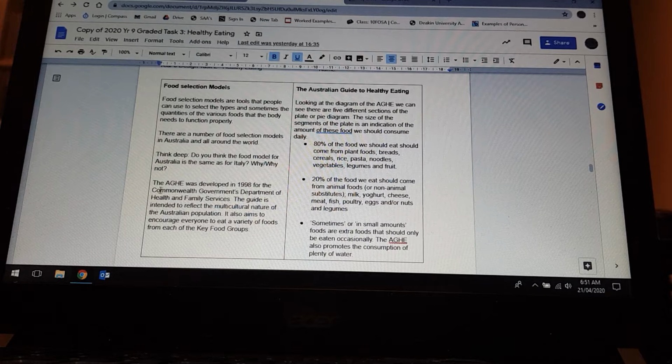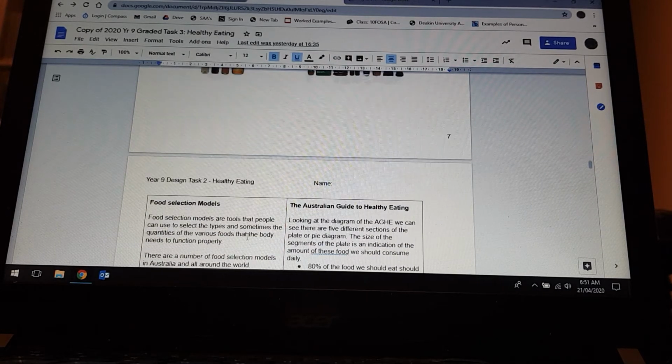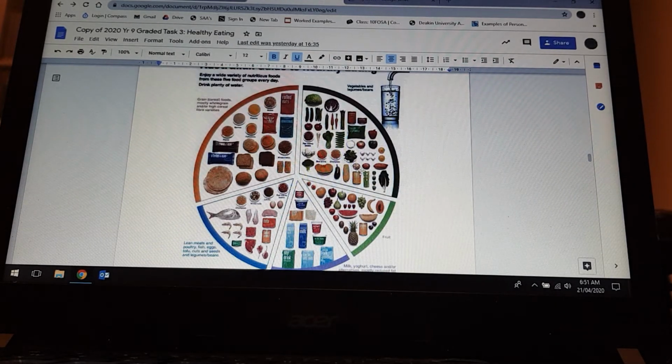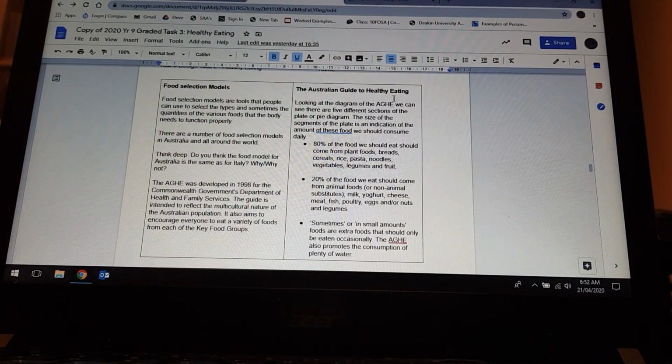The AGHE, the Australian Guide to Healthy Eating, was developed in 1998 for the Commonwealth Government's Department of Health and Family Services. The guide is intended to reflect the multicultural nature of the Australian population. It also aims to encourage everyone to eat a variety of foods from each of the key food groups. Okay, so there's a bit of a tip there. Maybe they are divided up into food groups. Just a thought.